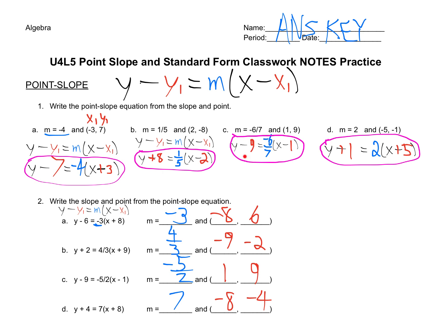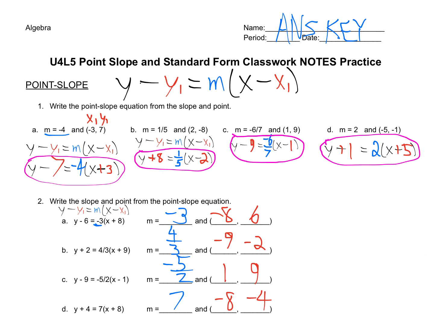C, similar idea. Same thing with D, similar idea. Again, it's just the opposite signs. So for C, we had y minus 9 equals -6/7 times the quantity of x minus 1. For D, we had the slope was 2 at a point -5, -1. So it turned into y plus 1 equals 2 times the quantity of x plus 5.